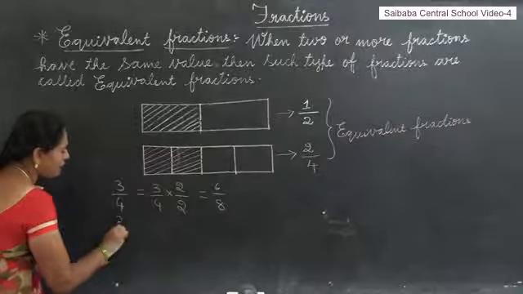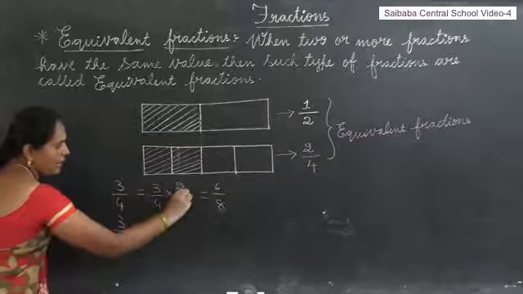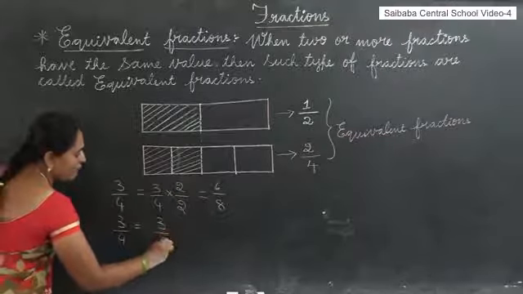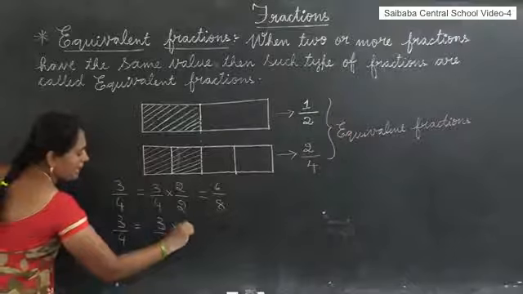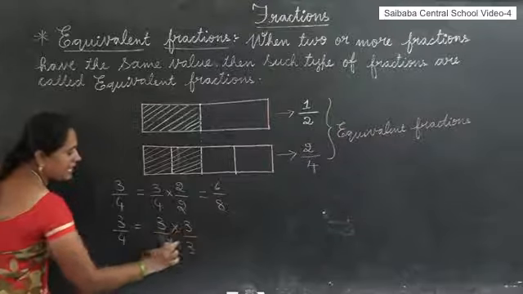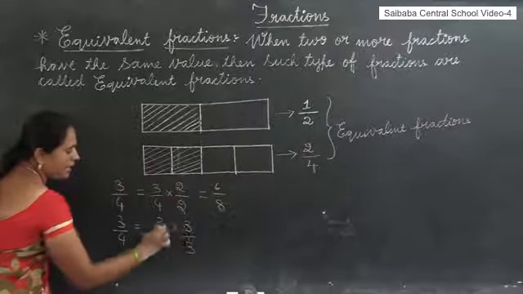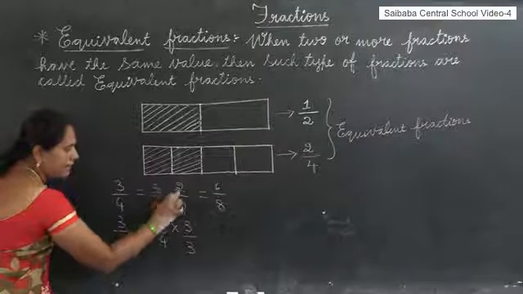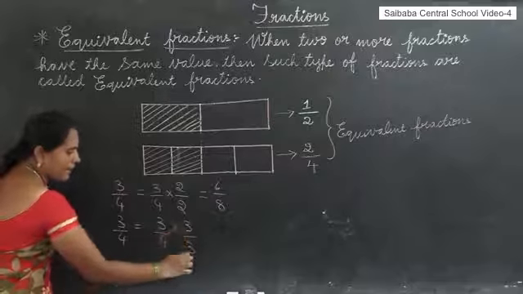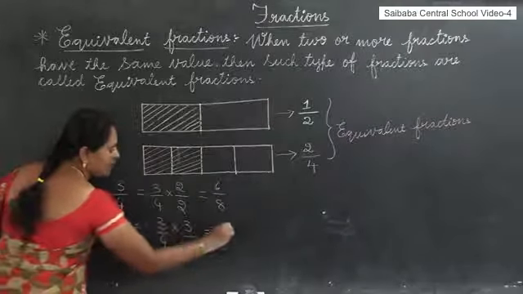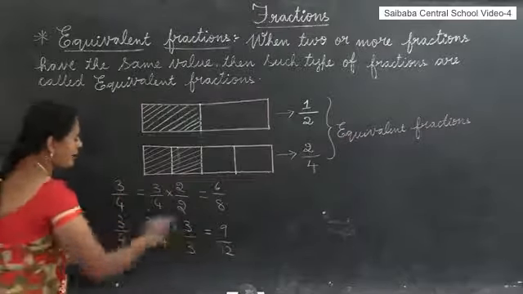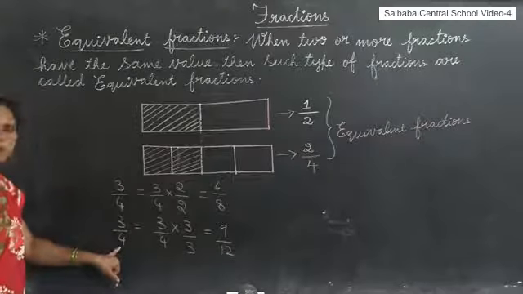Okay. If you want one more fraction, first we multiplied by 2. Now multiply the fraction 3 by 4 by another number. Here I am multiplying by 3. Here I multiplied 3 by 2 and 4 also by 2. Here I am multiplying 3 by 3, 4 also by 3. Now 3 3s are 9 and 4 3s are 12. So 9 by 12 is also an equivalent fraction of 3 by 4.